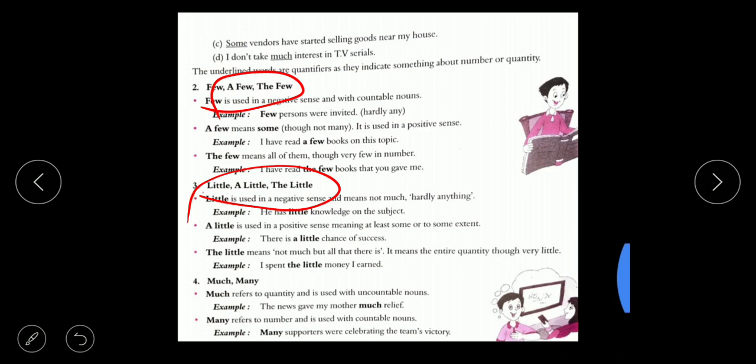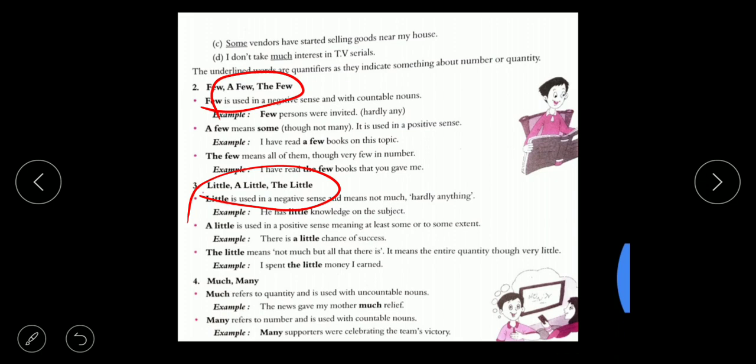The few means all of them. मेरे पास जितना था वो सब. Though very few in number. Example, I have read the few books that you gave me. Little, a little, the little. Little is used in a negative sense and means not much, hardly anything. Okay, few is plural, for number of things, countable, and little is with singular and uncountable.